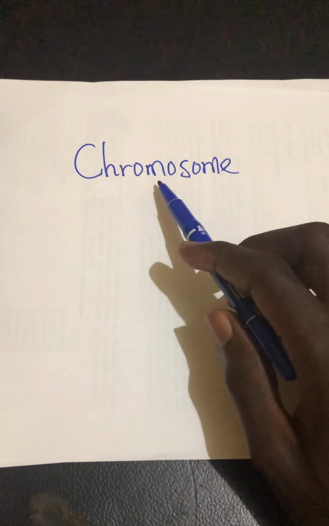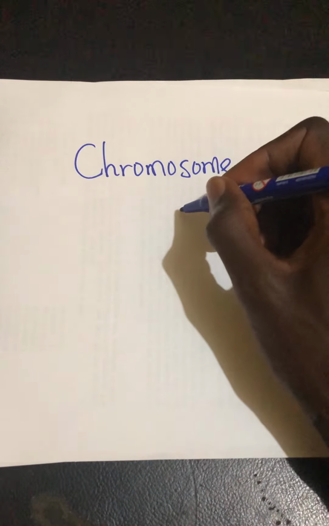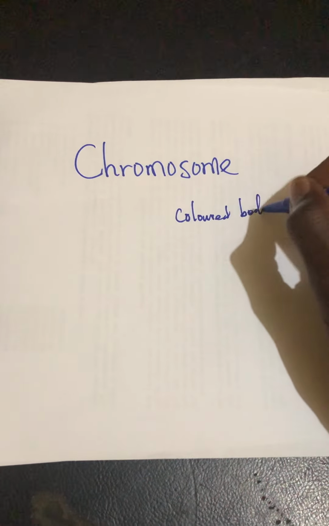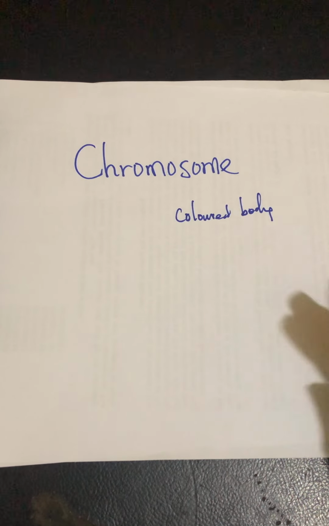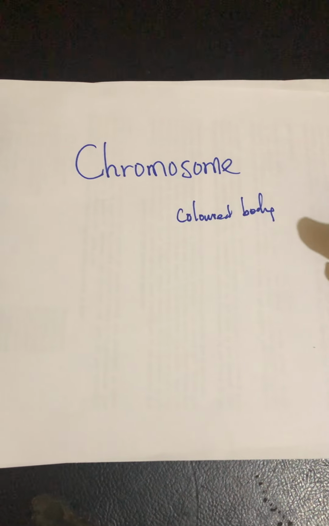Now, if you're a science student, particularly a student of biology and medicine, you should know this term, chromosome. You can't do without it. What does it mean? There are two terms here, chroma and some, which means colored body. But away from that, that's not what they want you to know as a science student or a student of biology and medicine. What does chromosome really mean?